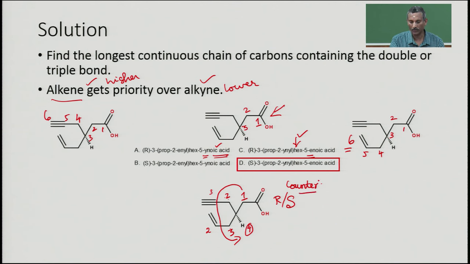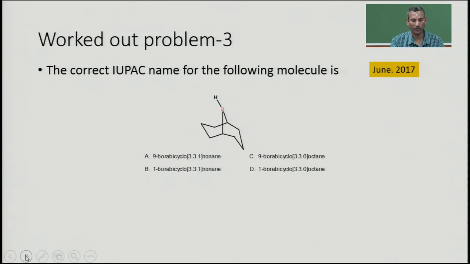When it is counterclockwise direction, this is the S isomer. So, S is there, and as we know, alkene gets the priority. So, enoic acid is the name which should be given, and the correct name for this compound is circled here, that D, that is S 3 propen 2-yl hex 5 enoic acid is the compound. So, let us move on to the next problem.